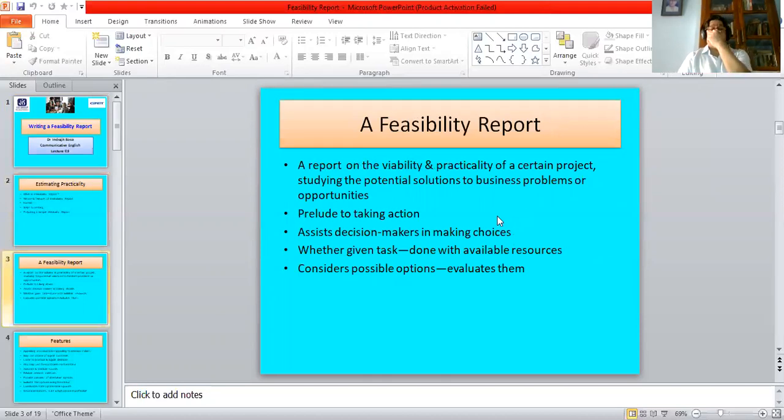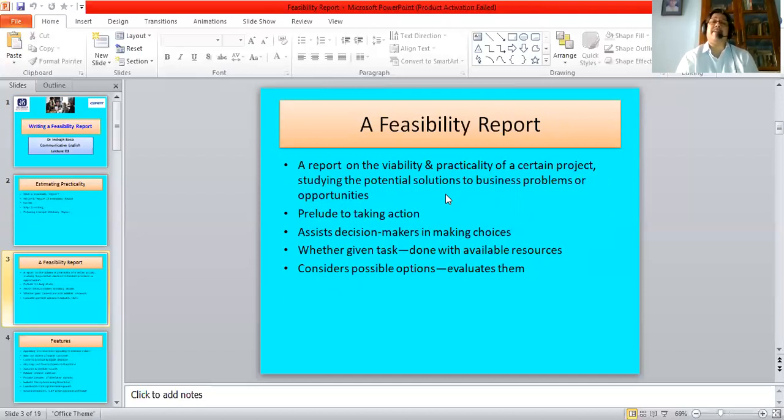Now, a feasibility report basically is a report on the viability and the practicality of a certain project, and it studies the potential solutions to business problems and opportunities. You know that we are working on various projects at different points of time in the corporate or business world. Now, these projects are concurrently running. Also, other projects in the future may be in the pipeline.